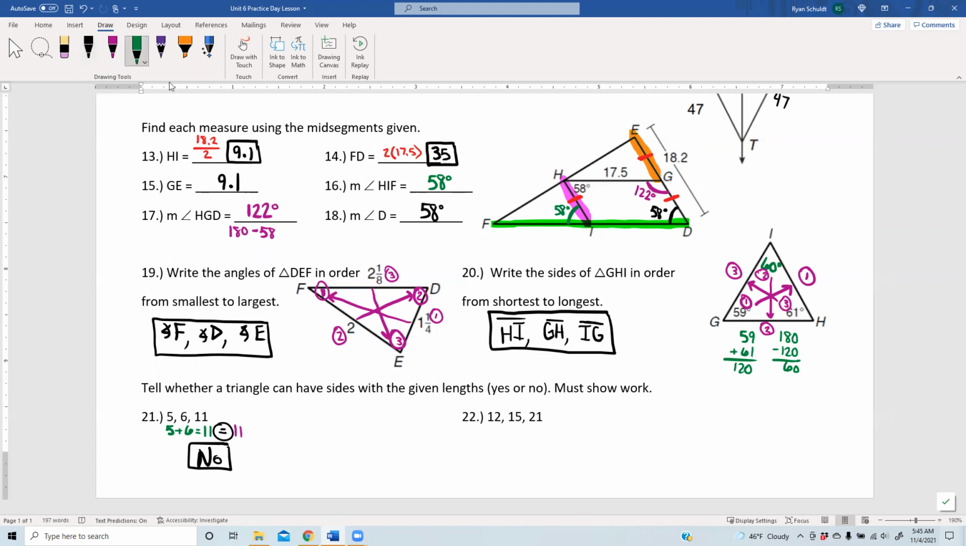So then let's look at the next one. My smallest two sides are 12 and 15. So 12 plus 15. That's going to get us 27. Our largest side is 21. How does the 27 compare to the 21? It's greater than. So since it's greater than, this is a valid triangle. So this would be yes. It can only be greater than. Never equal, never less than, only greater than.